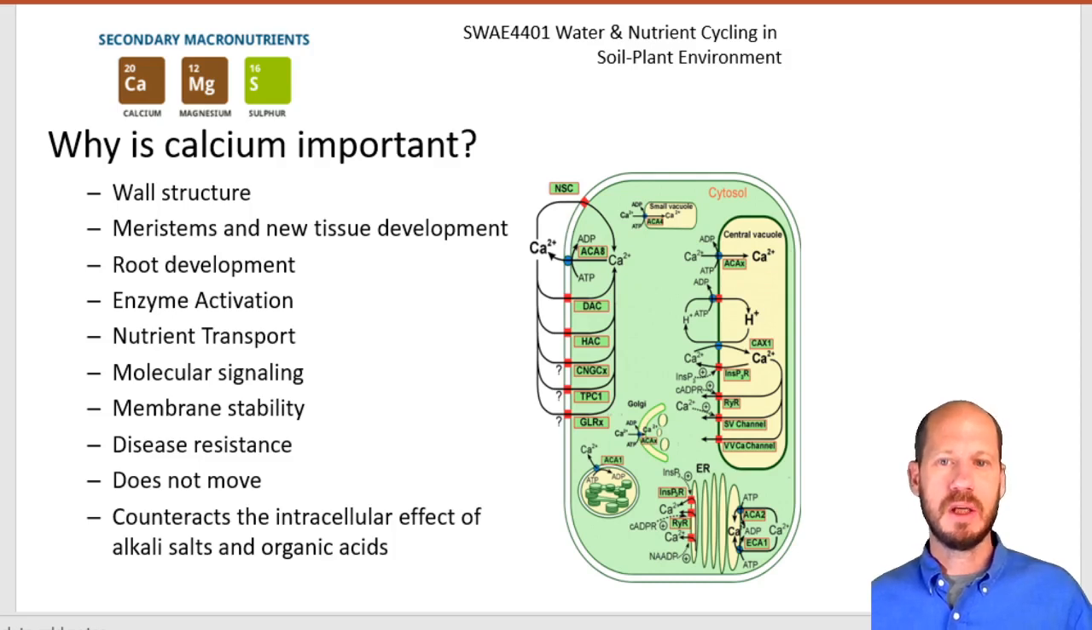Whereas potassium is always the go-to ion to be the counter ion in soluble forms, when you have to store a nutrient in precipitated forms, these are usually counteracted by calcium. Calcium is important for regulating these, counteracting the negative charge of the organic acids inside the cells.